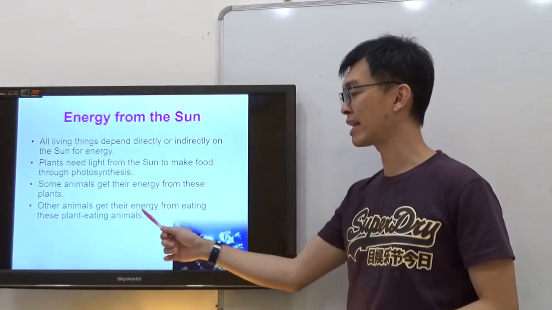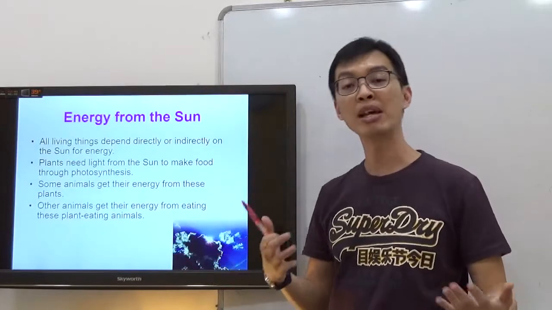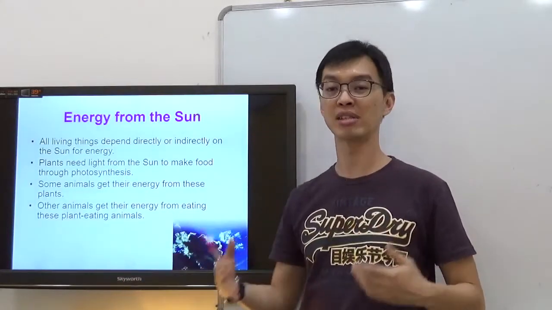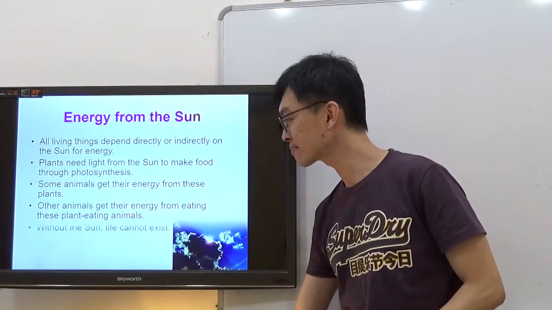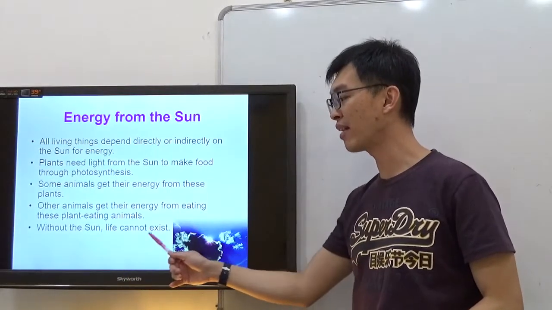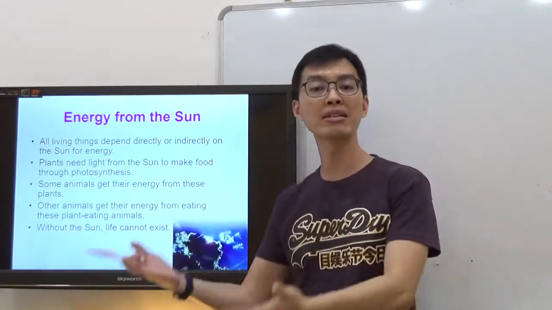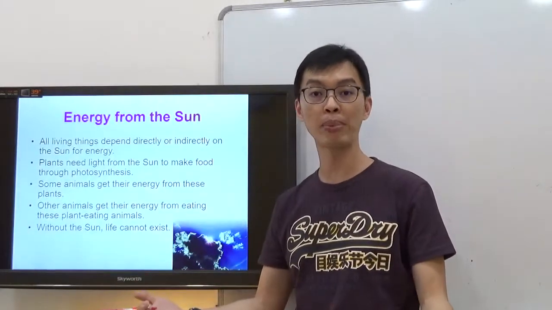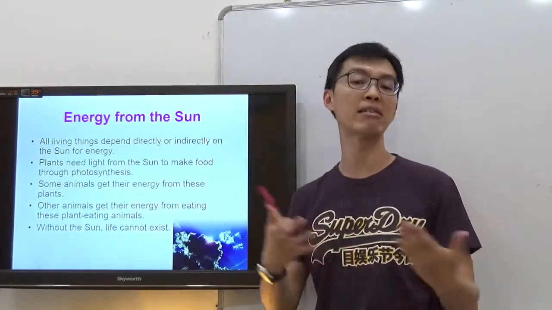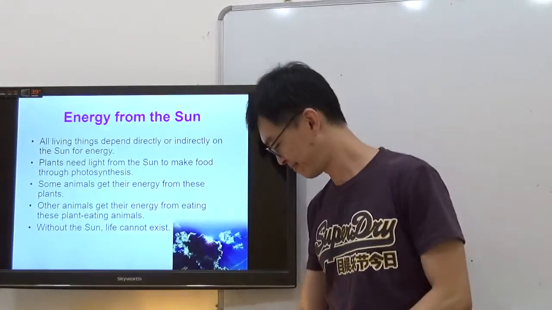Other animals get their energy from eating these plant-eating animals. For example, tiger. If tiger eats the chicken, they get the energy from the chicken. Without the sun, life cannot exist because if there is no sunlight, plants can't make food. Chicken can't eat the rice grain because there's no food being produced. And tiger cannot eat the chicken because there is no more chicken left.